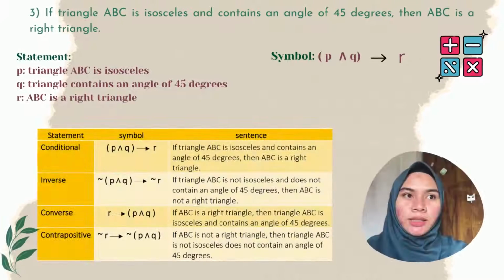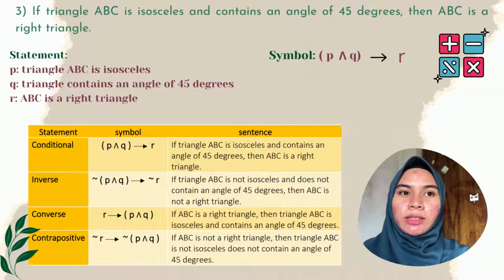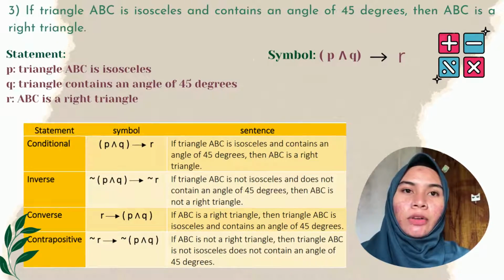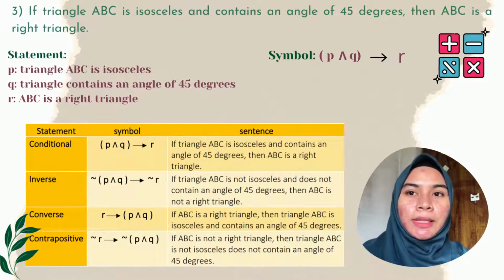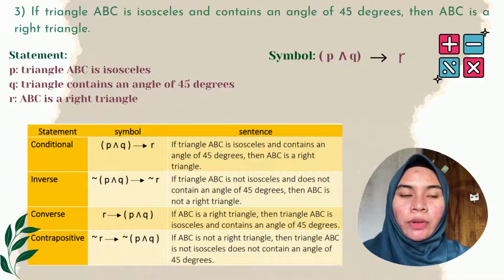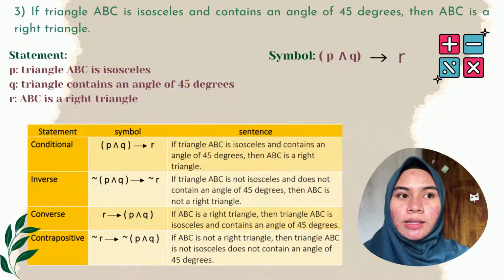The third question is, if triangle ABC is isosceles and contains an angle of 45 degrees, then ABC is a right triangle. First, we have to divide the statement. P is triangle ABC is isosceles. Q is triangle ABC contains an angle of 45 degrees, and R is ABC is a right triangle. Then we will create the symbol: in brackets P conjunction Q, conditional R.